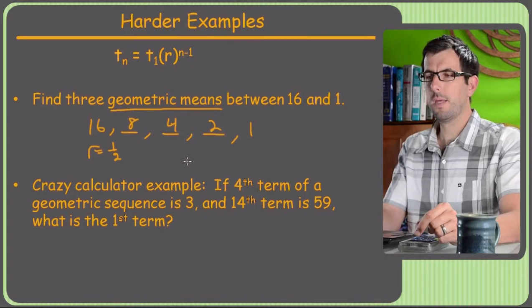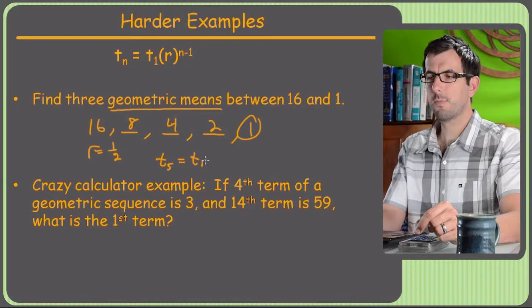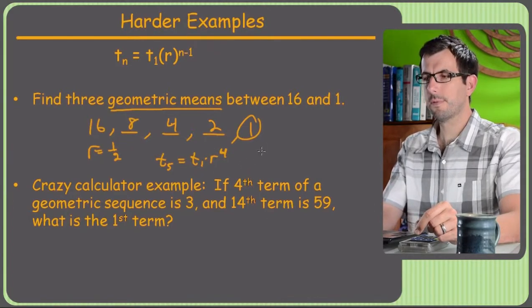Another way to work it would have been to just use our explicit formula. Since I have the first term and I have the 5th term, if I count 1, 2, 3, 4, 5, this is the 5th term. So t sub 5 equals t sub 1 times r to the 5 minus 1, which is 4. If I just plug in the numbers I know, t sub 5 is 1, so 1 equals 16 times r to the 4th. That means r to the 4th equals 1 over 16.